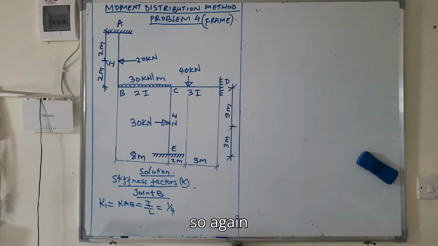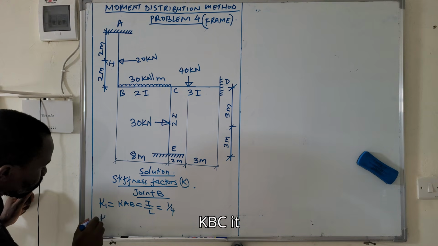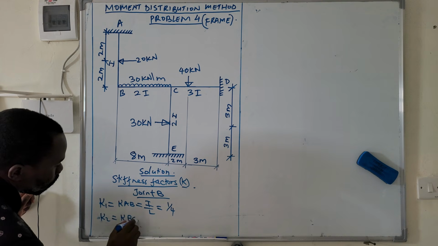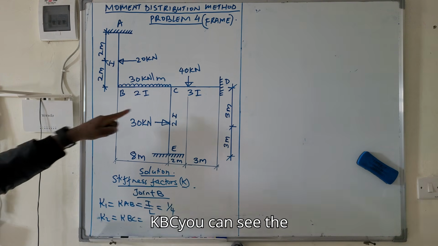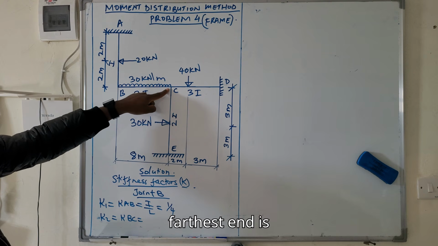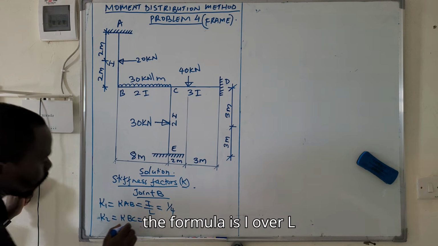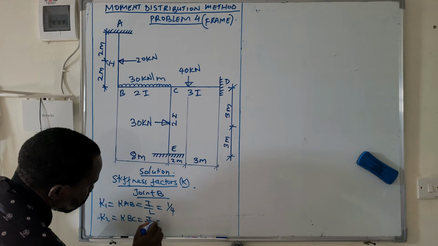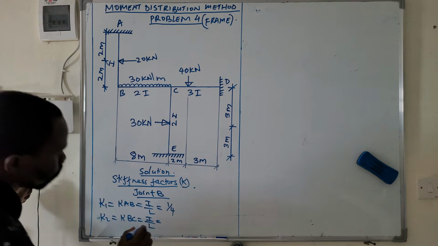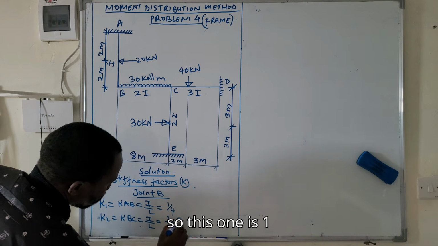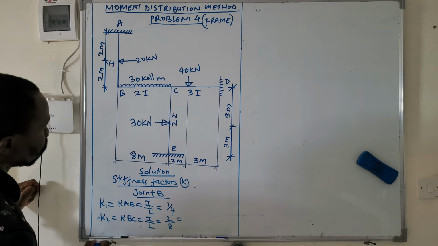Again, K2, KBC. KBC, you can see the farthest end is continuous. So it means the formula is I over L. So this one will be I is 2 and L is 8. So this one is 1 over 4.